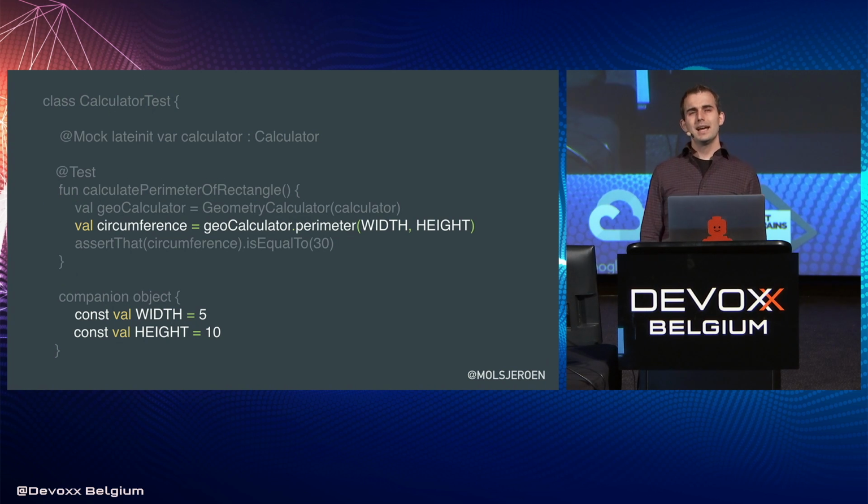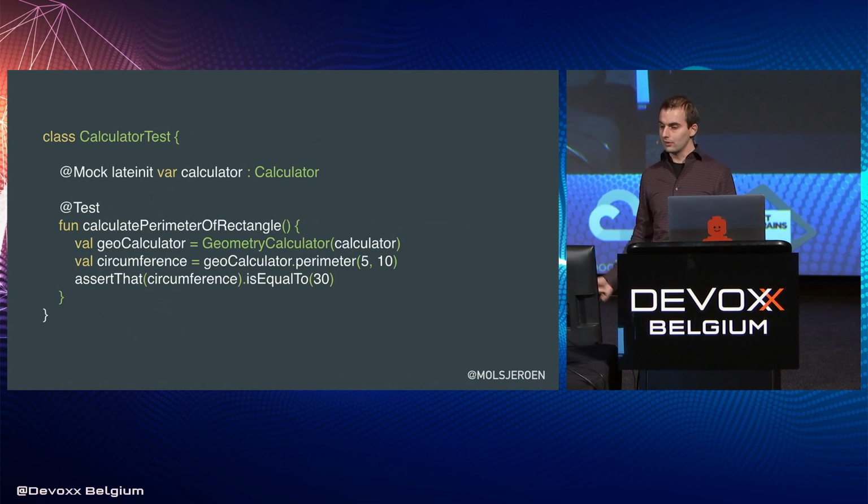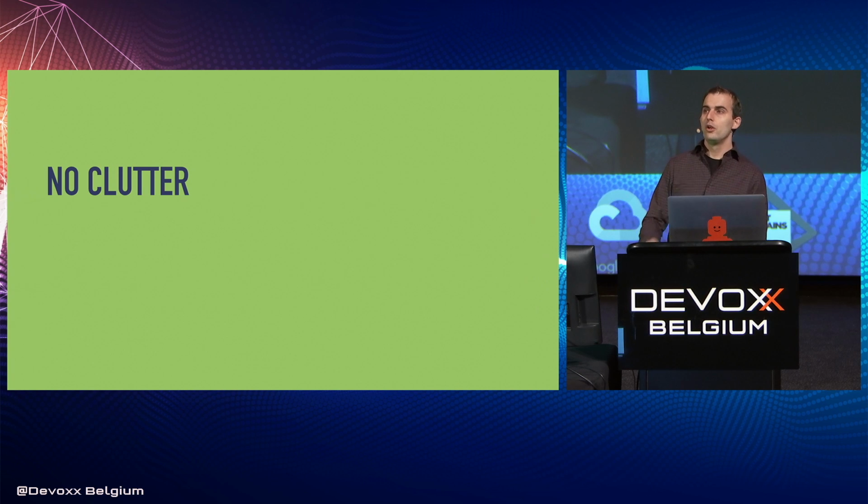And here, we actually extracted the width and height to a constant, which is quite costly in Kotlin because you have to write 4 lines of code in order to be able to do so. But if you look at the test, you don't know what's going on anymore. You don't know what is the width, what is the height. So it's better to inline those. Magic numbers and strings are perfectly fine for tests. Embrace them. Now, at least you can say, we calculate the perimeter of a rectangle with 5 and 10, and that should be 30. Everybody can understand this test. You don't need to leave the test to be able to understand what's going on. So remove all of the clutter as much as you possibly can.